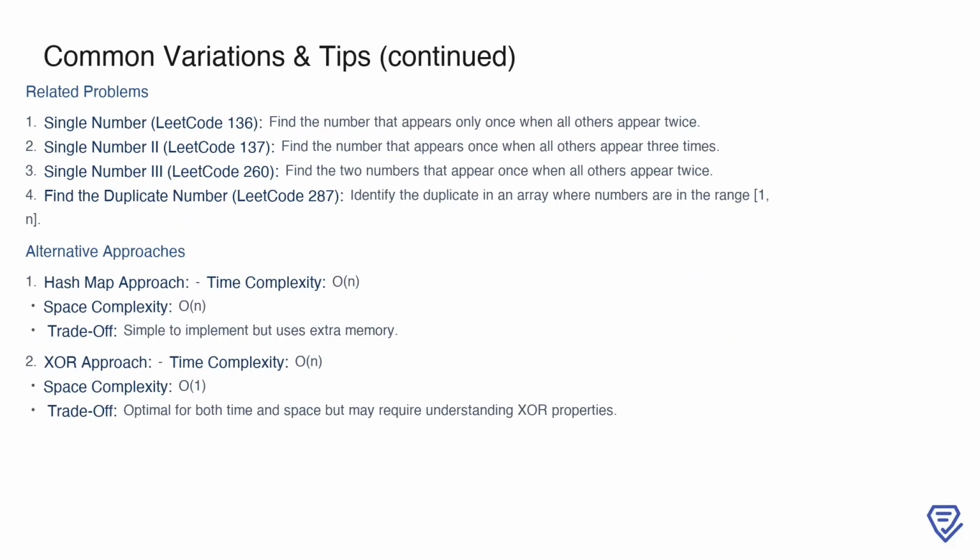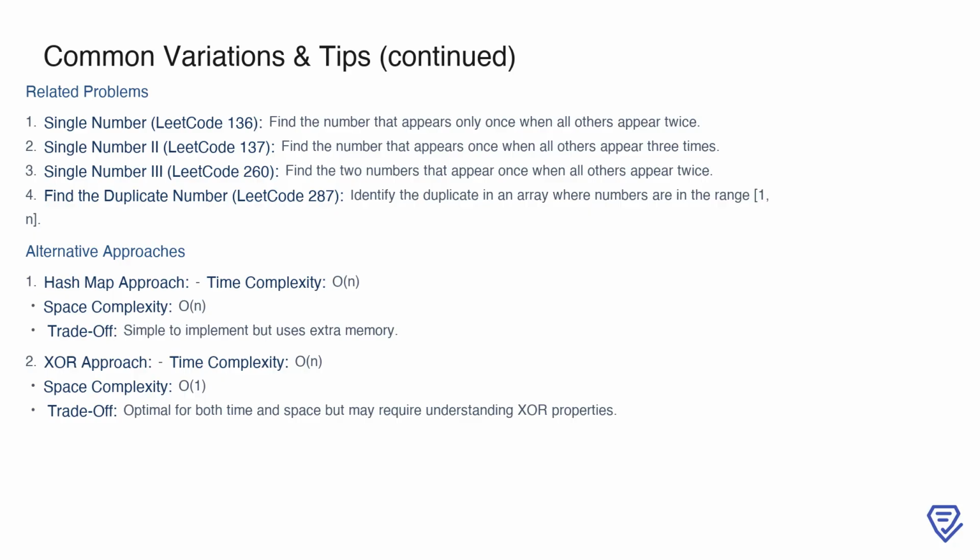There are also related problems worth exploring, as they often share similar patterns. For instance, in LeetCode 136, the goal is to find the number that appears only once when all others appear twice. LeetCode 137, which we're discussing here, extends this to finding the number that appears once when all others appear 3 times. LeetCode 260 takes it further by asking you to find two numbers that appear only once when all others appear twice. Another example is LeetCode 287, where you need to identify the duplicate number in an array with elements ranging from 1 to n.